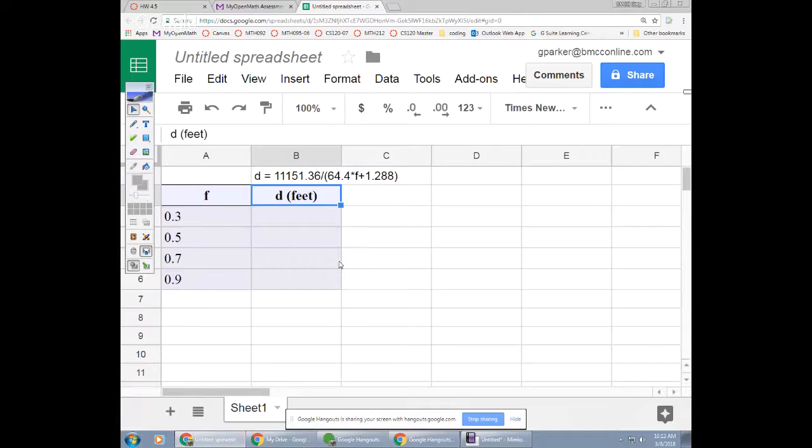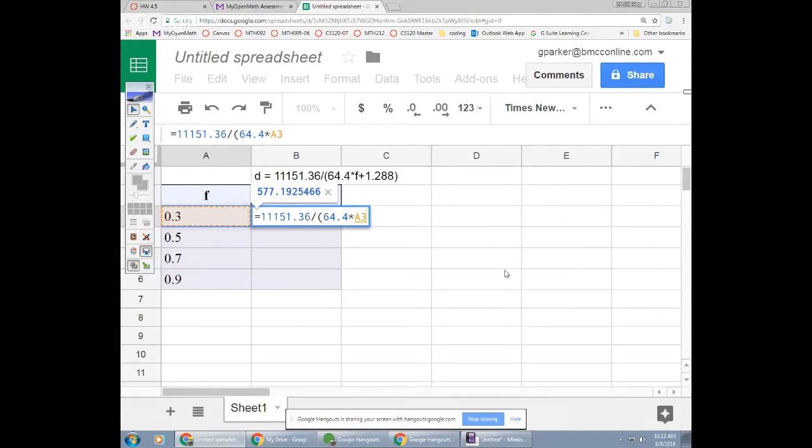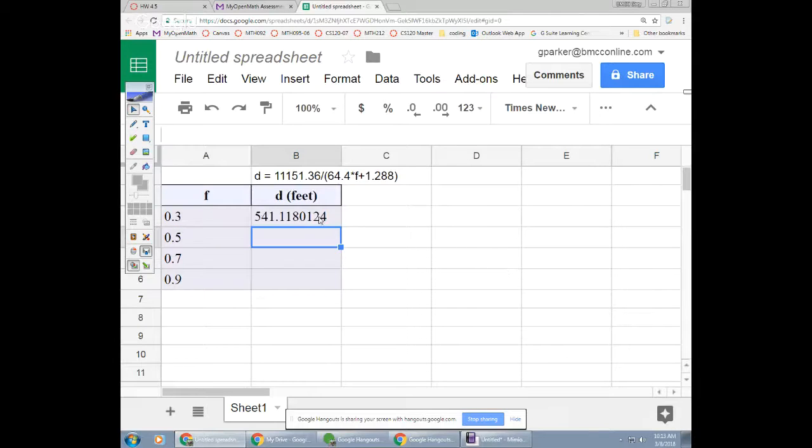All right, so that's the formula we're going to apply. So I just need to keep typing that in here. So equals 11151.36 divided by parentheses 64.4 times, again, a spreadsheet's a pretty efficient way to do this. I would recommend trying it. Otherwise, you got to just type this over and over in your calculator. All right, I think I typed it right. Once I type it in once, I can just clean it up and fill it down. I'm not sure how many decimal places they want.